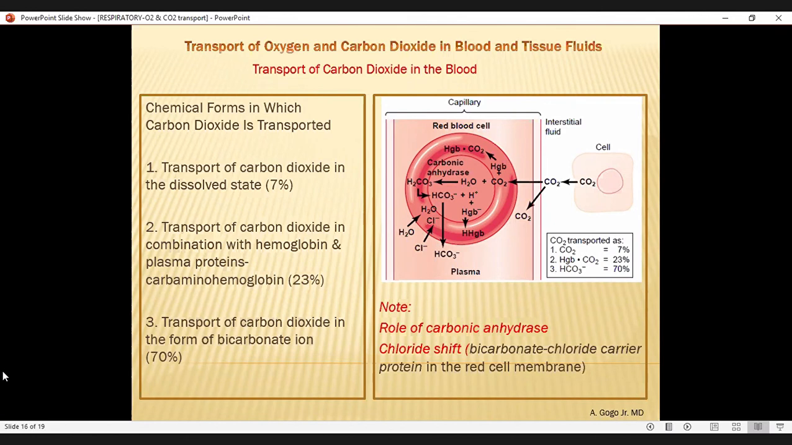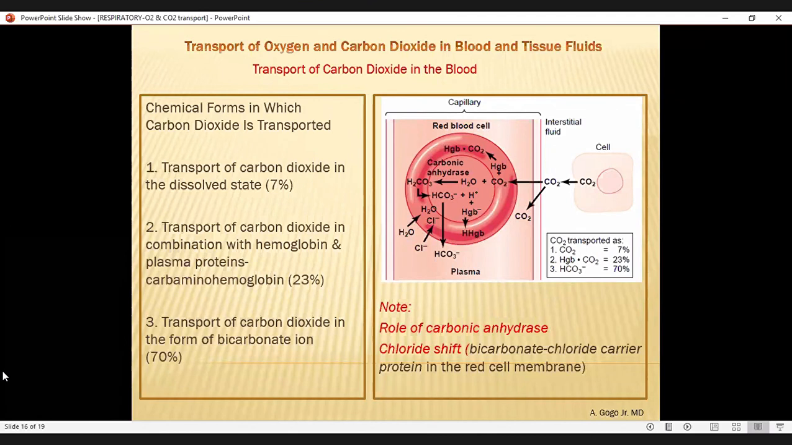So this is what you call the chloride shift. The bicarbonate chloride carrier is in the red cell membrane. So that is the chloride shift in exchange for your bicarbonate. Your bicarbonate will go into the plasma, and in this form, 7% dissolved, 23% carbaminohemoglobin, 70% bicarbonate ion, they are brought to the alveolar area of the lungs.